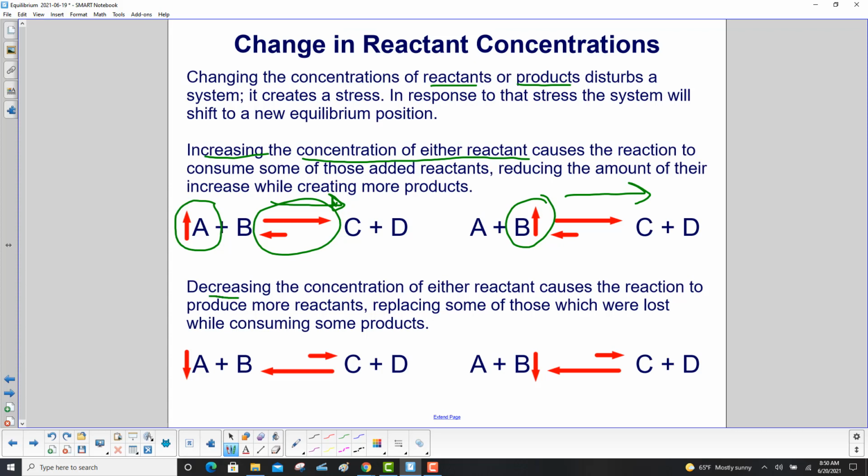Now let's decrease the concentration of either reactant. Let's first decrease A, and hopefully you can see how the arrow is bigger going from right to left. We're shifting the equilibrium. That will tend to replace the reactants that we're consuming. And of course, the same thing happens if we decrease B. The reaction shifts, so more of it is going from right to left than from left to right.